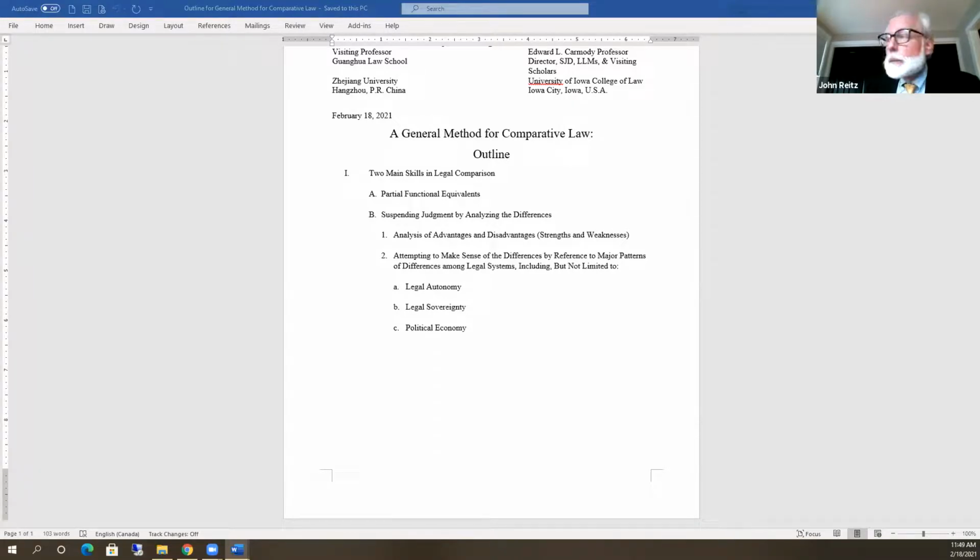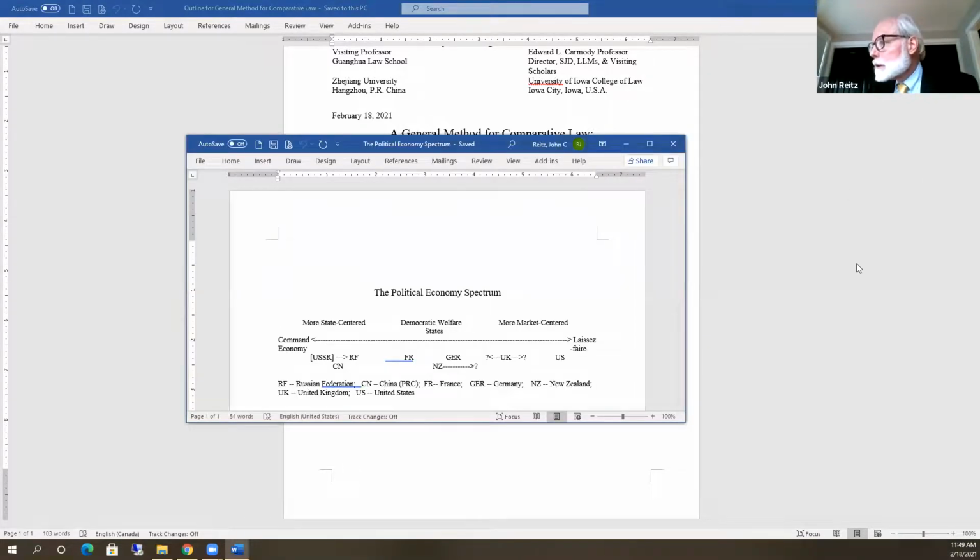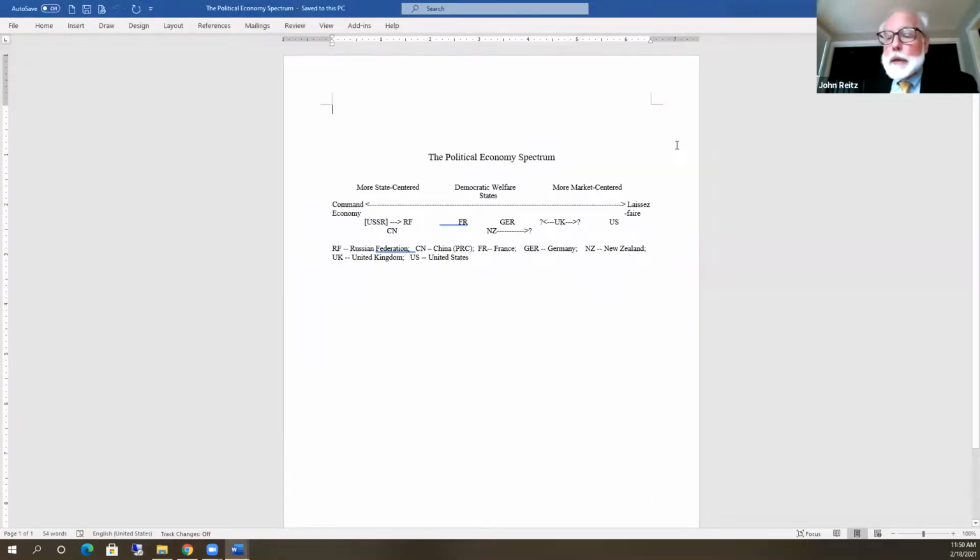Let me put this on my screen. I think you should now be able to see. I'm sorry, I always have a problem with this. My mouse isn't working too well, so I've kind of lost my cursor here. Where is it? There it is. You should be able to see the political economy spectrum now, I hope.